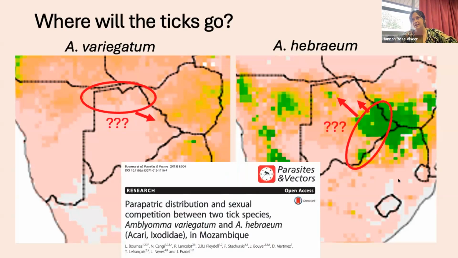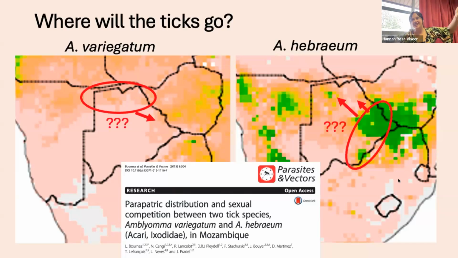But also there's something interesting about these. So many tick species can coexist, but for Amblyomma hebraeum and Amblyomma variegatum, they have been found in Zimbabwe and Mozambique to be parapatric species. That means that they have mutually exclusive territories and they overlap very little. And the researchers have found that this is because of sexual competition between them. So they will hybridize, but then that affects their population growth.